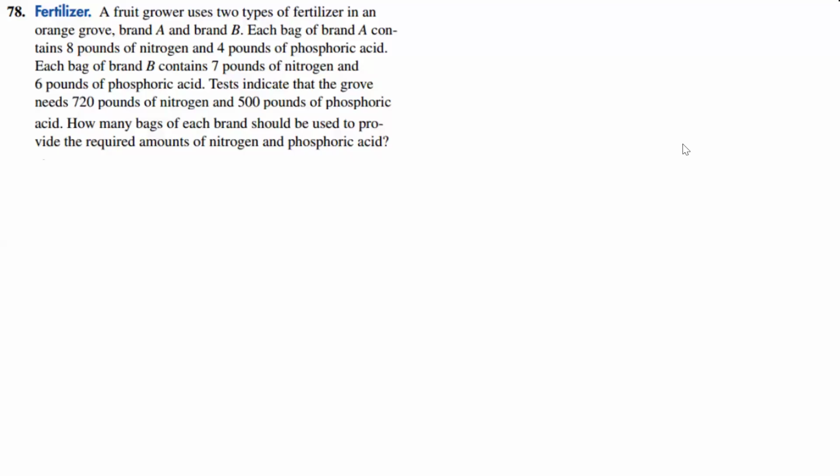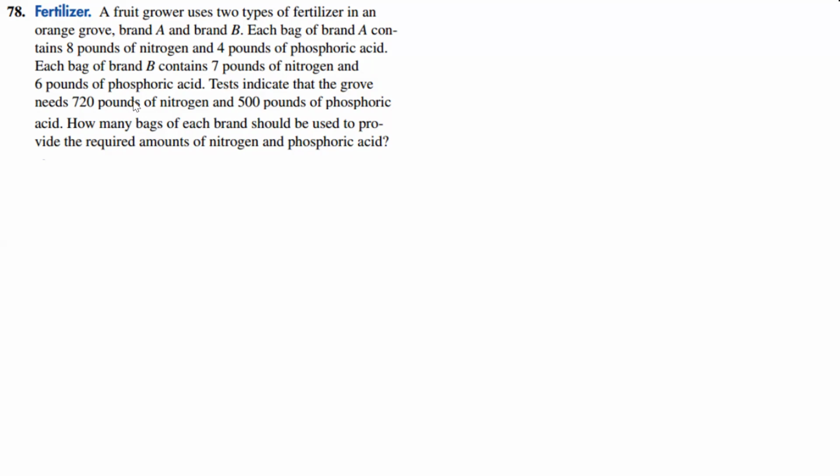All right, so we have a fruit grower who uses two types of fertilizer in an orange grove, brand A and brand B. Each bag of brand A contains 8 pounds of nitrogen and 4 pounds of phosphoric acid. Each bag of brand B contains 7 pounds of nitrogen and 6 pounds of phosphoric acid.